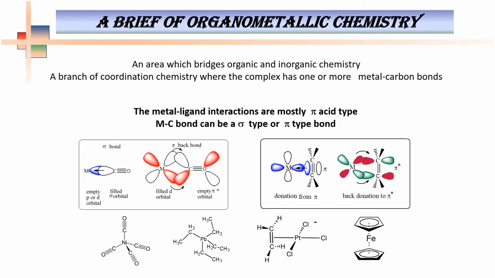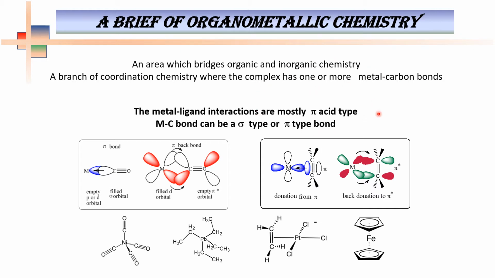Before we talk about the reactions, we'll take a brief look at organometallic chemistry. Although the details of organometallic chemistry have already been given in the video related to basic organic chemistry. Organometallic chemistry is basically a bridge between organic and inorganic. In organometallic chemistry, the complexes which have at least one metal-carbon bond are considered organometallic.